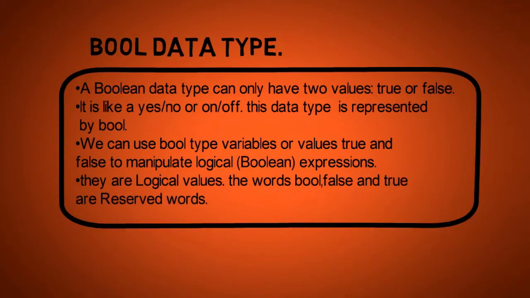Bool data type. A Boolean data type can only have two values: true or false. This data type is represented by bool. We can use bool type variables or the values true and false to manipulate logical, Boolean, expressions. They are logical values. The words bool, false and true are reserved words.